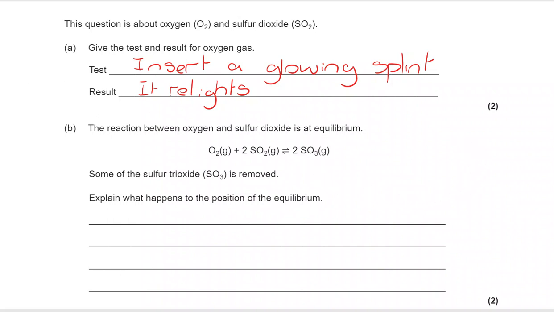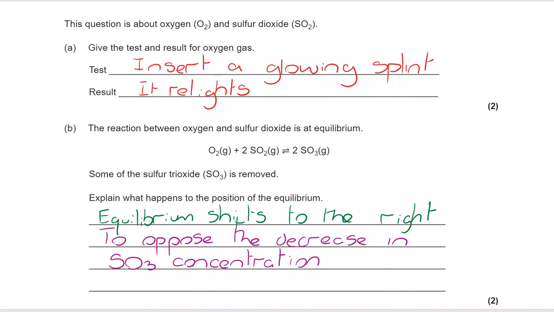Le Chatelier tells us that if a change is imposed on a system, the system will act to oppose that change. So by decreasing the SO3, we're going to try to increase the SO3. We're going to shift the equilibrium to the right. And for the second mark, just to make clear, we are doing that to oppose the decrease in SO3 concentration.